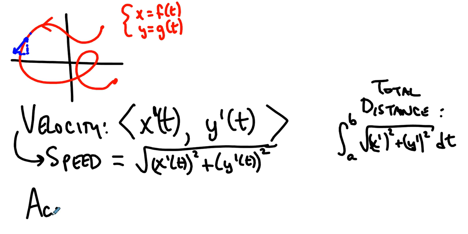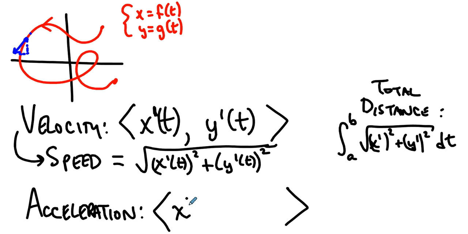One other thing we should think about is a particle's acceleration. If a particle is going to accelerate, it also accelerates along a vector. We can no longer think of acceleration as a number. Acceleration is a vector. At this particular point in time, how is the particle accelerating? Well, whatever x double prime is and whatever y double prime is.